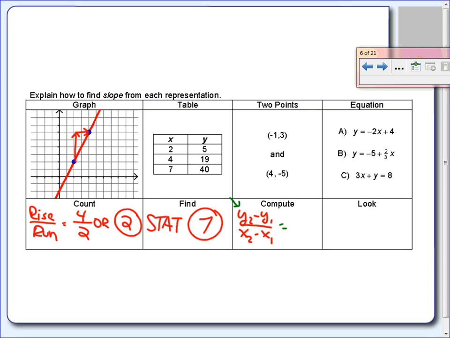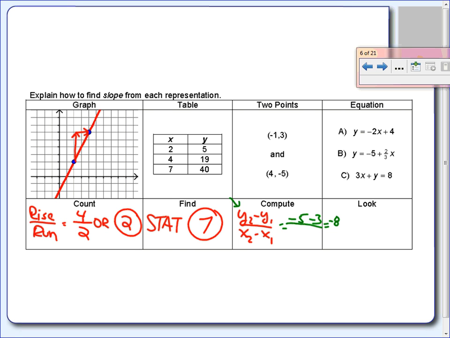I'm going to use the 2 points that they gave me, (-1, 3) and (4, -5). First thing it says is to take your y values and subtract them. Take the second y, subtract the first y. So -5 minus 3, second y minus the first y. What is -5 minus 3? -8.